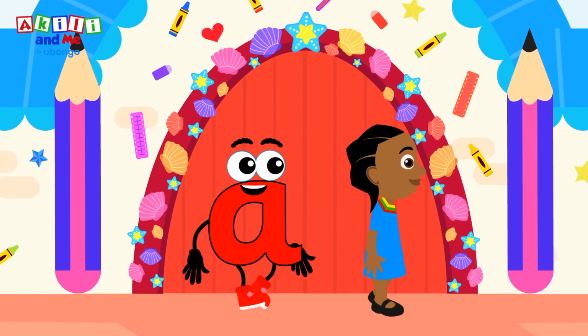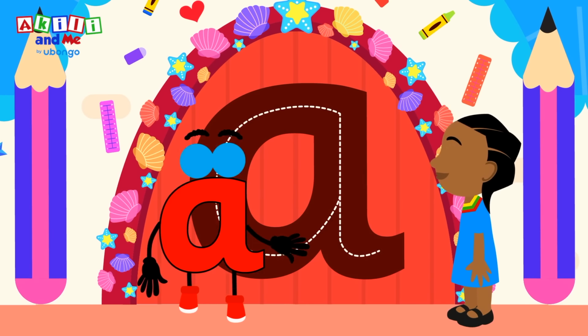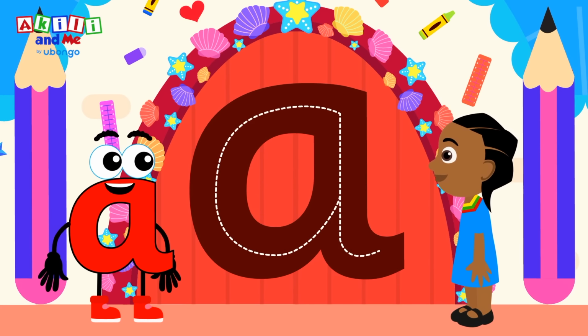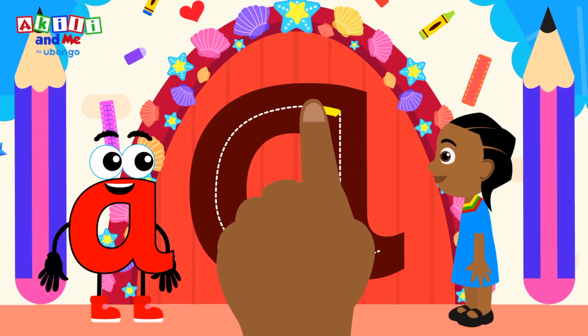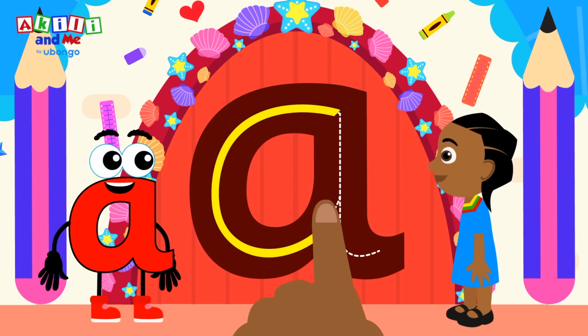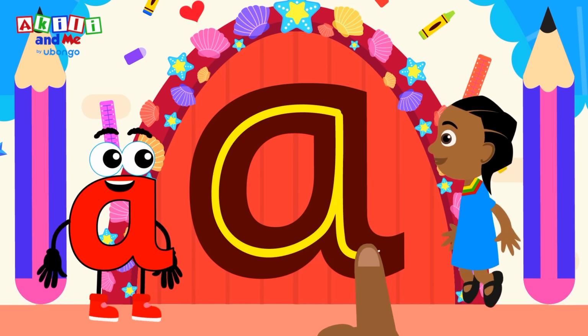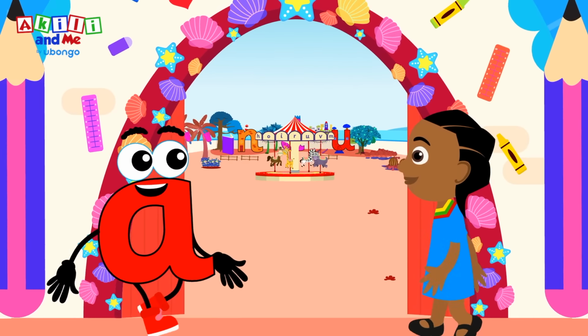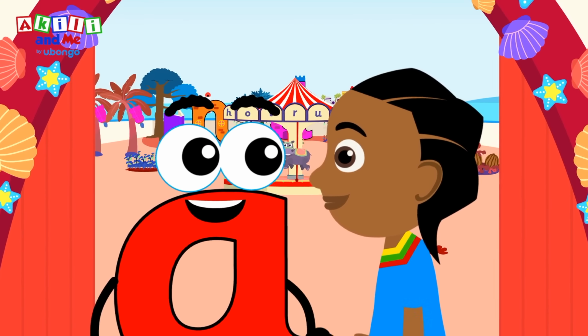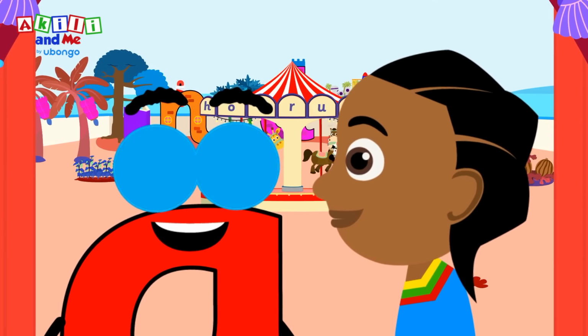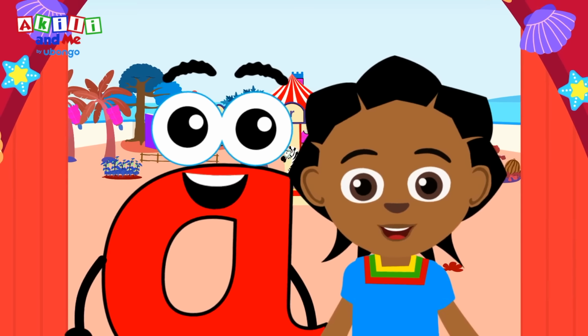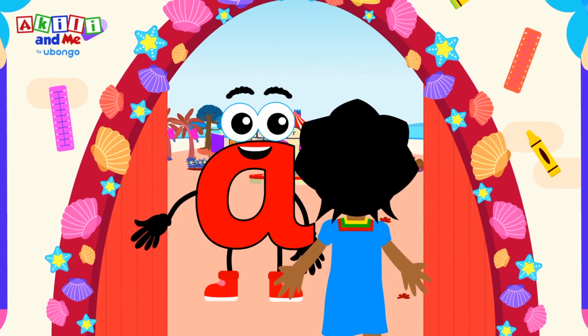Yay! It's Alphabet Land! We have to trace letter A to get in! Let's do it together, friends! We did it! We got letter A home by listening and learning what sounds letter A makes. Letter A makes an ah sound. Hooray! Bye, letter A!